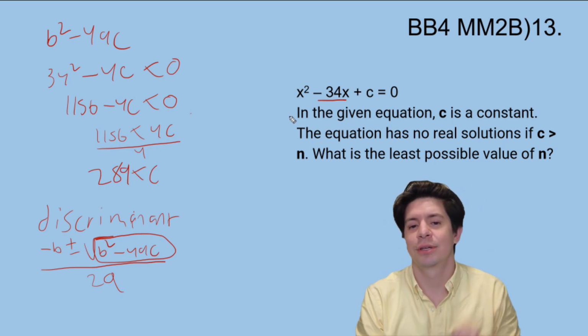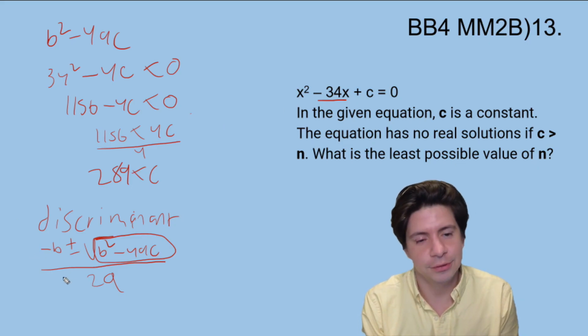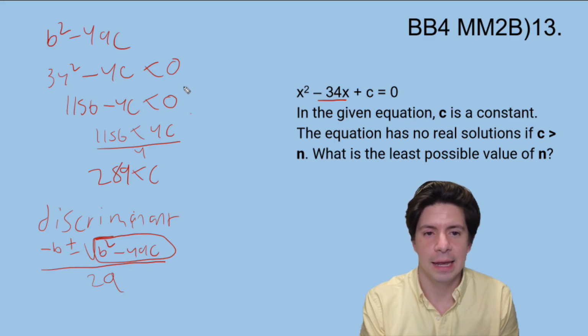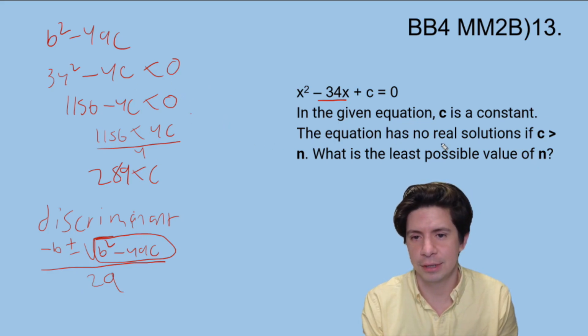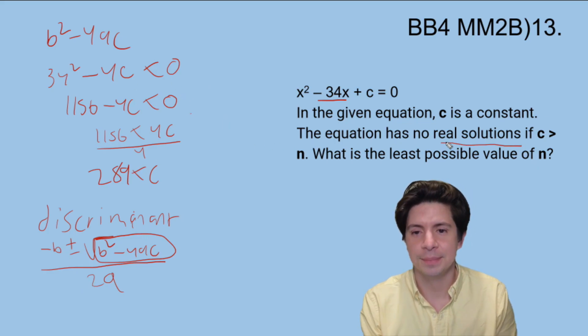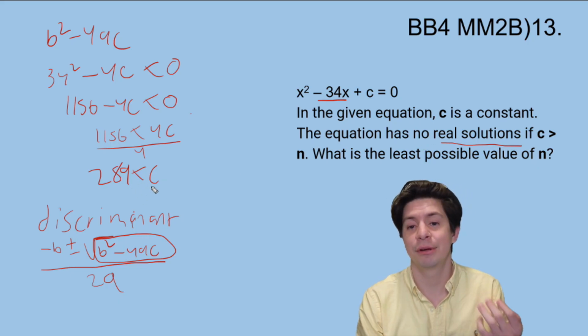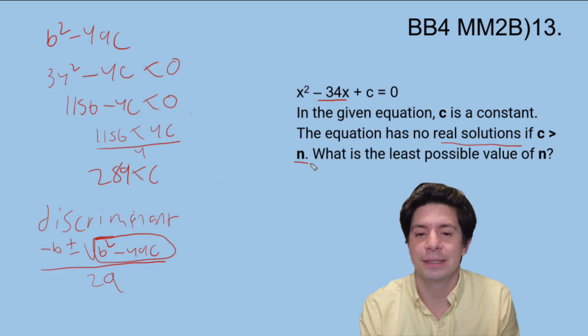This is, I think, what makes this question extra hard. Not only do you have to know the discriminant, and understand what it being negative, positive, or 0 does for solutions, and we're looking for no real solutions, but it's not even asking for what c is, right? Because c can't be 289. c has to be bigger than 289. It's asking for this number n.